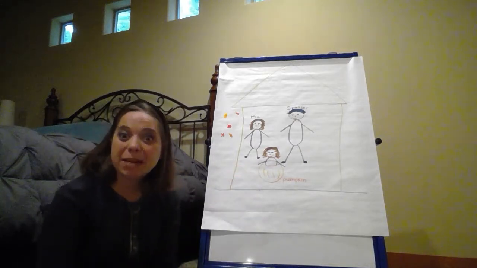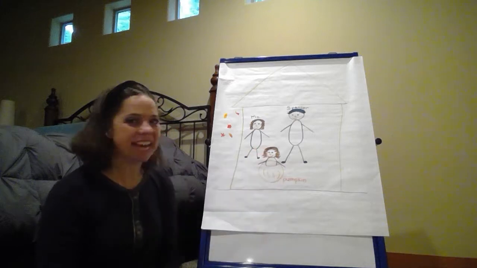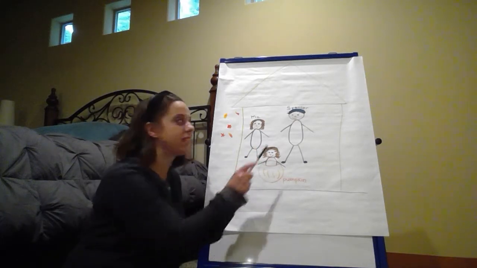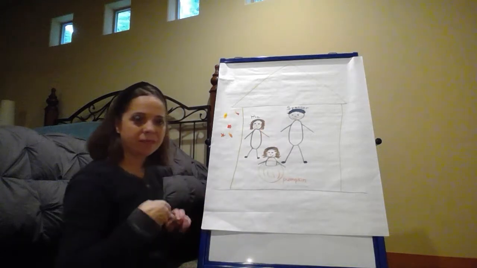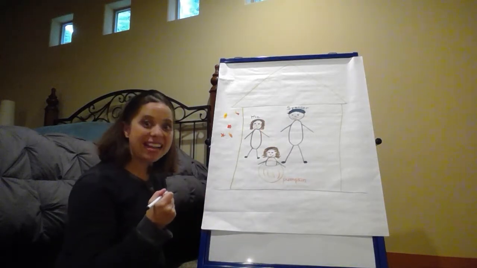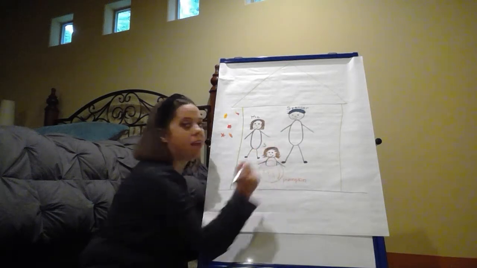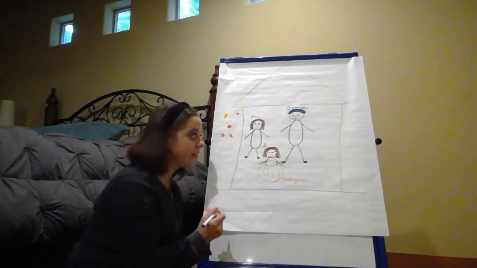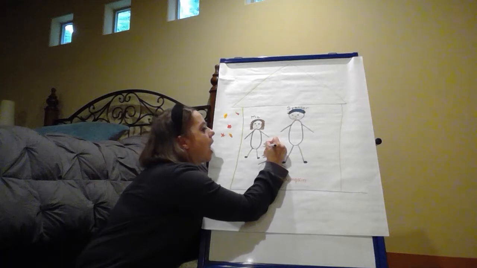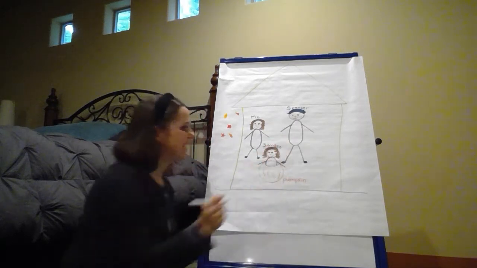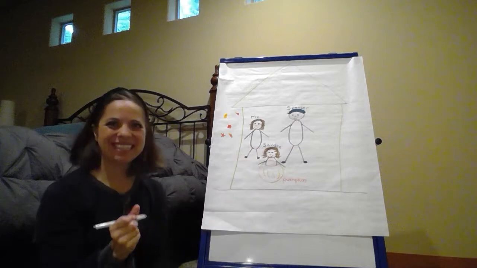I still need to label. I need to write Sadie's name. Sadie's name starts with the same sound as Spencer. Letter S. And her name is spelled S-A-D-I-E. Sadie.